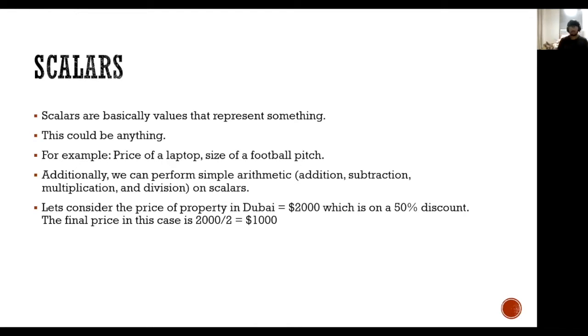Let's look at a very simple example. Let's say that the price of property in Dubai is $2,000, and you're getting a 50% discount on it because you have some sort of coupon code, some sort of contact. This price will fall down to $1,000 because we're dividing $2,000 by 2, which is 50% of 2,000. So that showcases division as an arithmetic operation on a scalar.